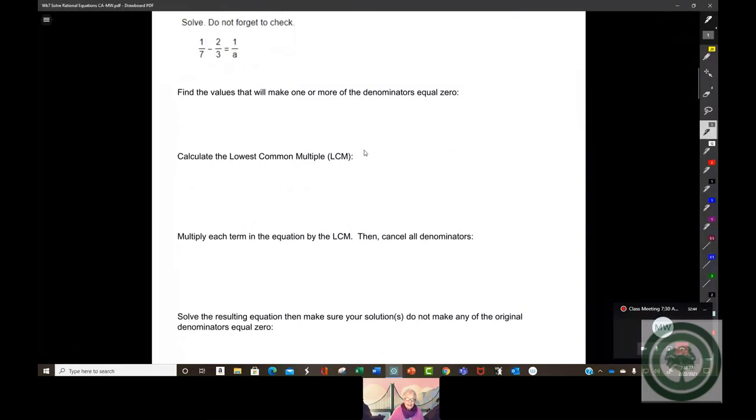Like here. Here we have three fractions. But notice we only have one denominator that can be zero. There has to be a variable in it. 7 can't be zero, 3 can't be zero, but A can be zero. A is the only thing in the denominator. So when I set it equal to zero, well, that sort of solves it, doesn't it? A cannot be zero. Okay, so we know what our answer cannot be, and that's important.